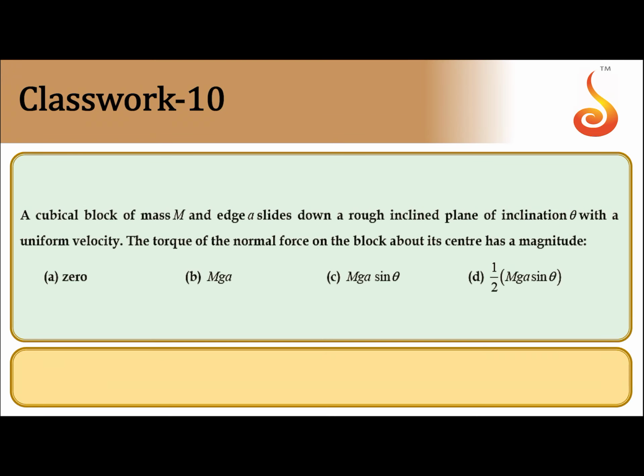Next one. A cubical block of mass m and edge a slides down a rough inclined plane of inclination theta with a uniform velocity. The torque of the normal force on the block about the center has a magnitude. Okay. Let us consider this arrangement. We can show the construction. Assume this to be theta.